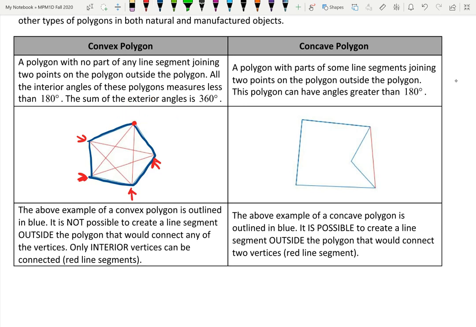Okay, obviously besides the side, the actual line segment. So I'm saying an additional line segment. Can you draw an additional line segment, just one, to connect one vertex to the other? And you cannot in a convex polygon. Then we have a concave polygon here outlined in blue.